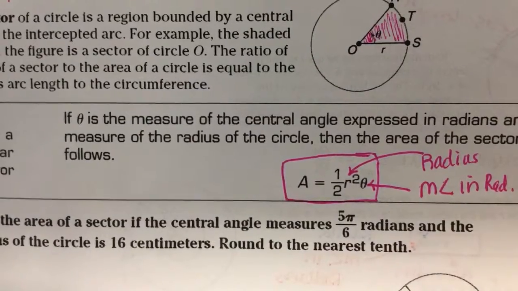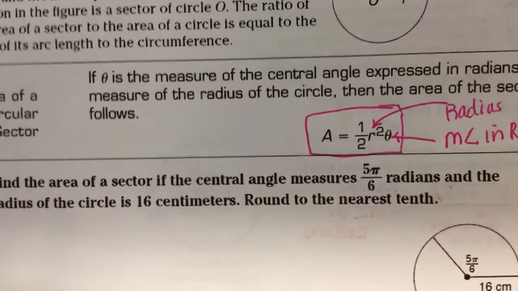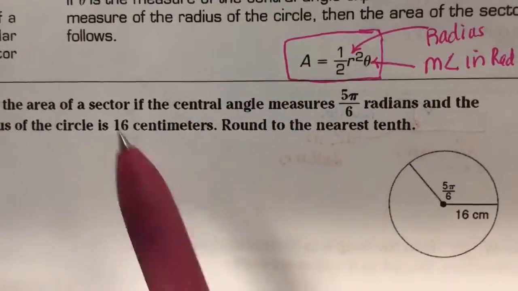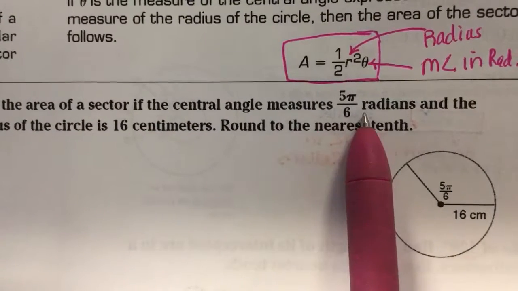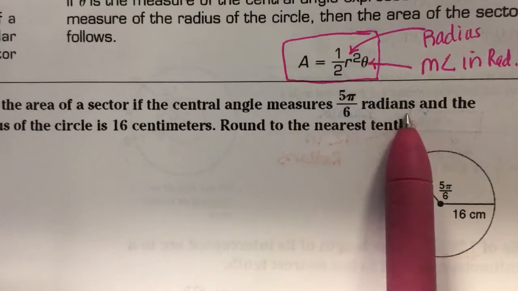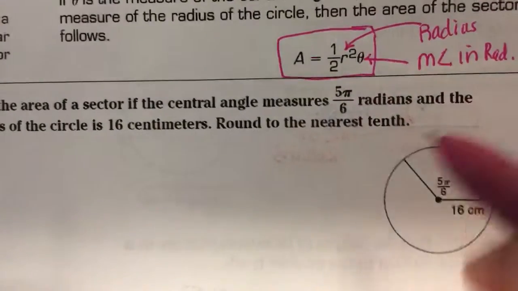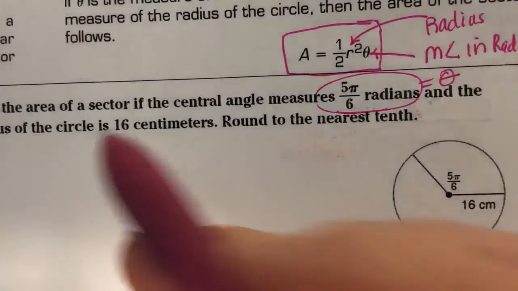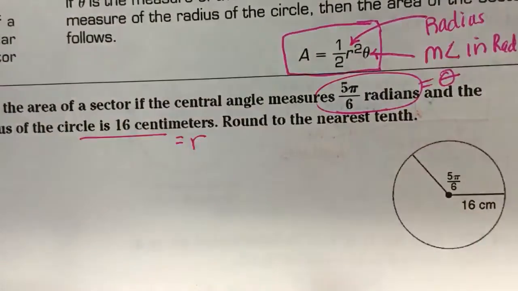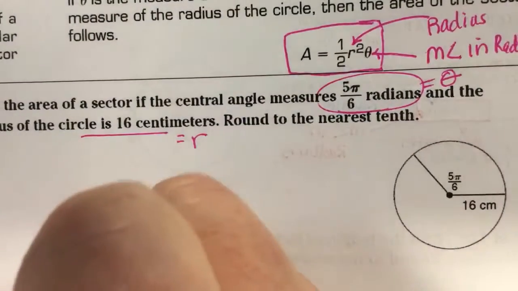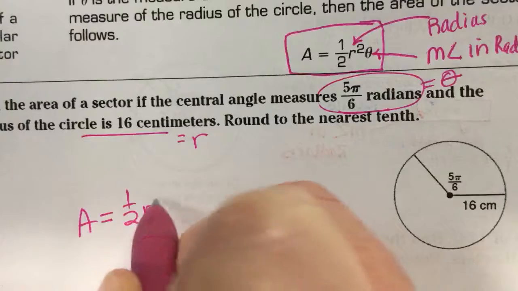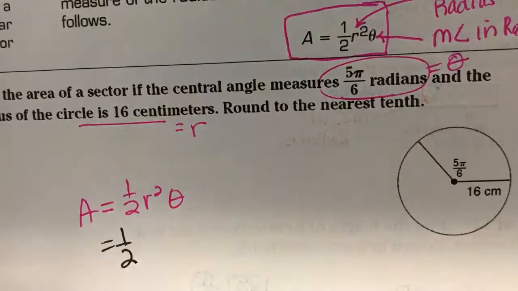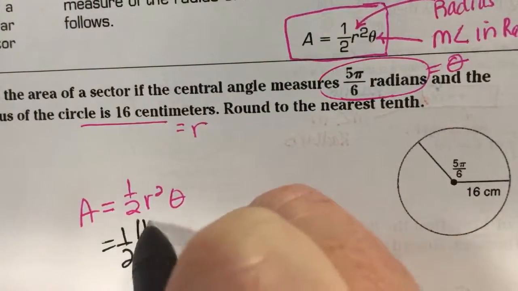We're basically just going to plug and chug and use this to our advantage. So they give us this picture. They tell us that the sector of the central angle measures 5 pi over 6 radians, which is awesome. We don't have to do any conversions. They've already given it to us in radians. That is my theta. And the radius is 16. So they've done all the work for us. The area is 1/2 r squared theta. All we have to do is start plugging it in. So 1/2, the radius is 16.